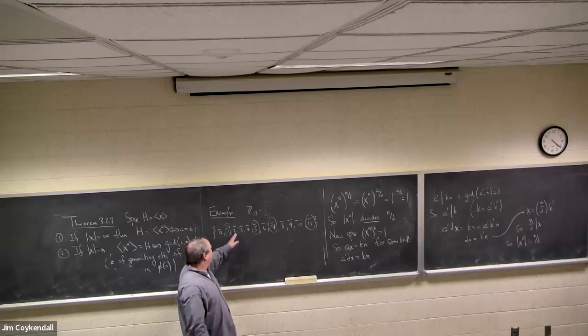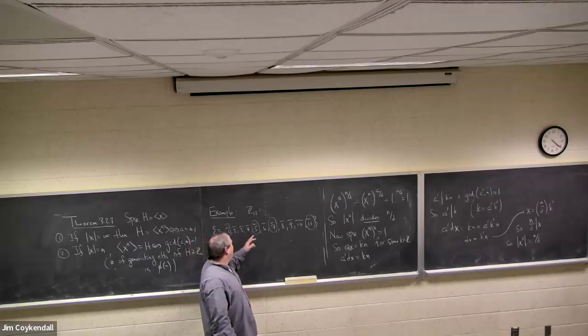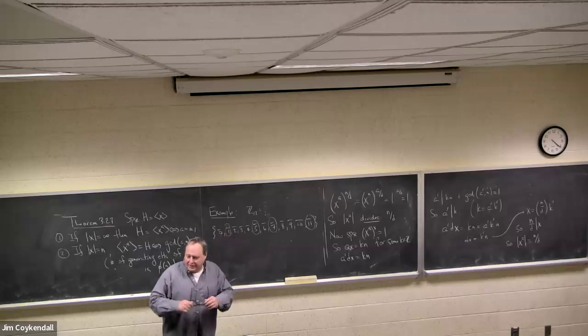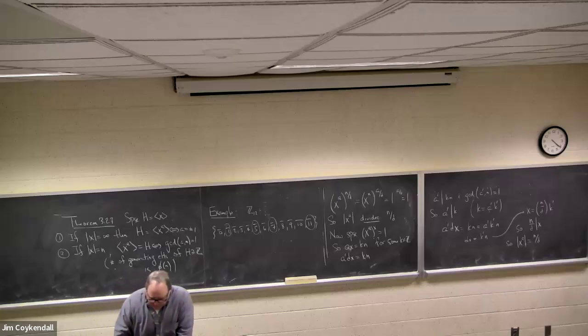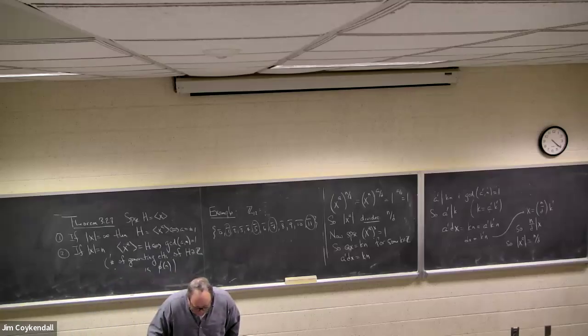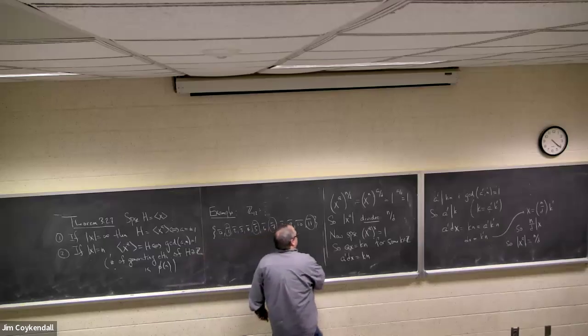For example, 2 generates 2, 4, 6, 8, 10, 0, and then it goes back through. 3 generates 3, 6, 9, 0. So they all generate smaller subgroups. Only those 4 that are relatively prime generate the full group.